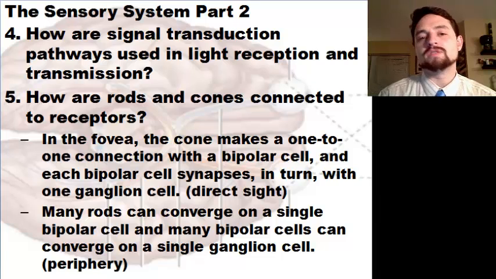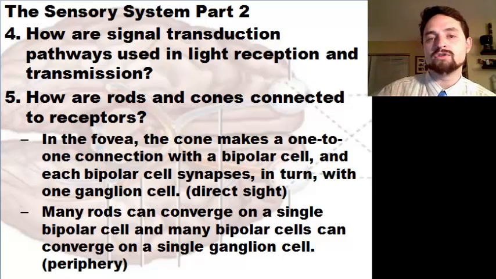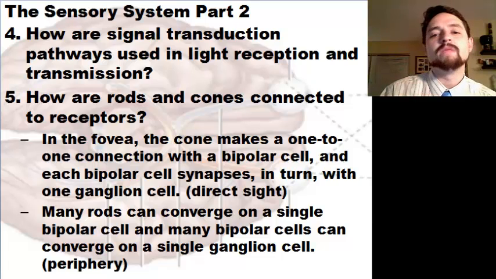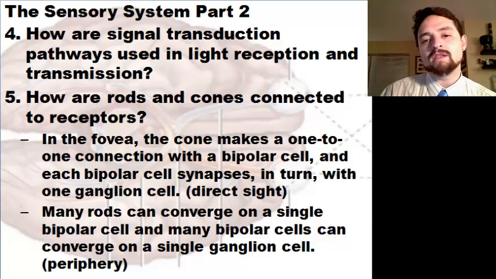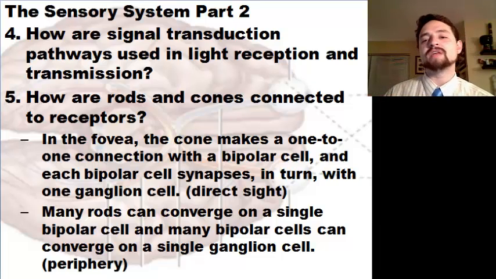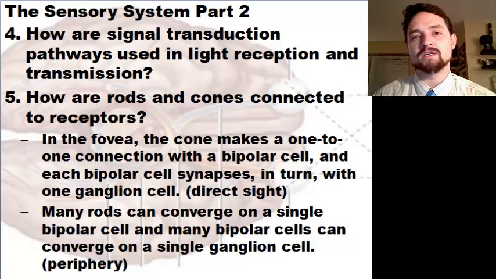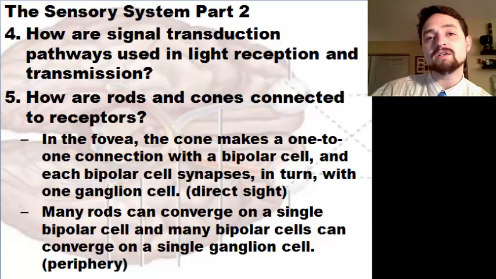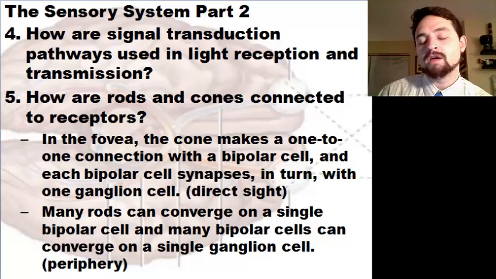So how are rods and cones then connected to receptors? In the fovea area of the eye, which if you go back to the picture that I showed you, you'll see a little notch in the retina called the fovea. This is where the cones are located, and they make a one-to-one connection with a bipolar cell. And each bipolar cell synapses in turn with one ganglion cell, which is a direct site, which means that each cone sends a direct signal through the nerve cell coming into the eye to the brain. So you get a direct connection for the cones.